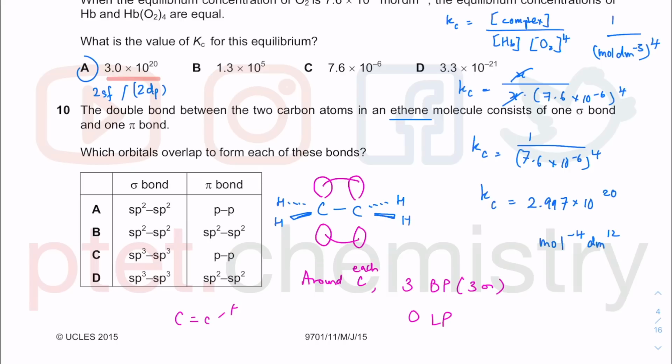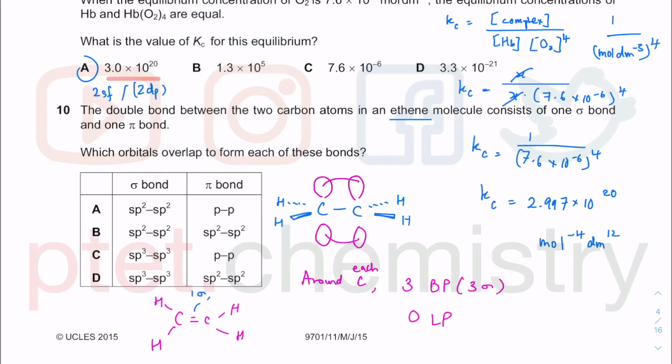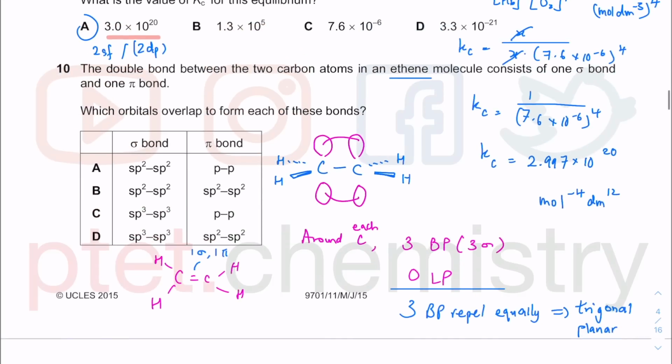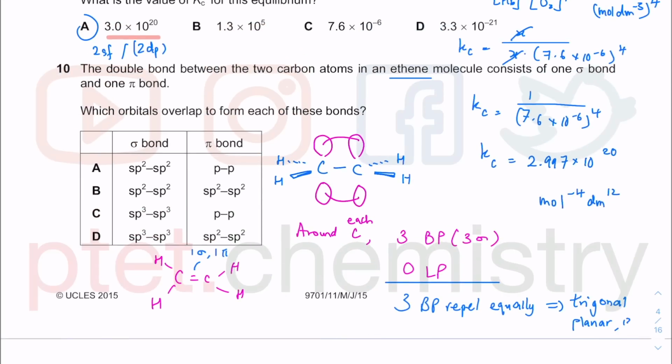If I draw the displayed formula, you can see the carbon forms 4 covalent bonds, 1, 2, 3, and 4, of which the double bond in the middle is actually 1 sigma and 1 pi. But the idea is carbon forms 4 covalent bonds there, 0 lone pairs there. In terms of the shape, without any lone pair, the 3 bond pairs repel equally, and this gives you a trigonal planar shape. So 3-sided and it's planar, and this is the very reason why you get 120-degree bond angles in this trigonal planar geometry.